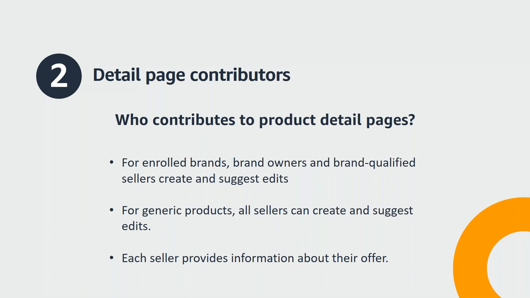You might be wondering where Amazon gets the information and images that appear on product detail pages. If it's a product sold by one of our millions of sellers, we get them from you. Before you add an item to the Amazon catalog, it's a good idea to familiarize yourself with what high-quality product information looks like. Any brand owner or brand-qualified seller can contribute to the detail page of a product they sell if that item is enrolled in brand registry. All sellers can contribute to detail pages for generic products they sell that aren't enrolled in a brand recognized by Amazon.